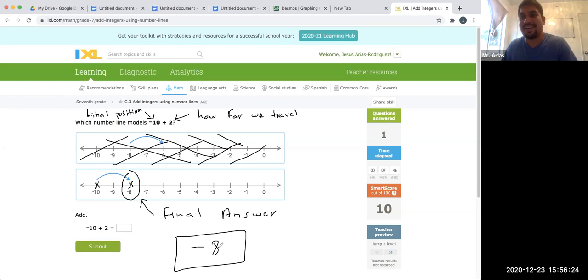Okay, I hope this technique helps when adding positive or negative integers, and I'll have another technique for this for my audience in my classes in the next video.